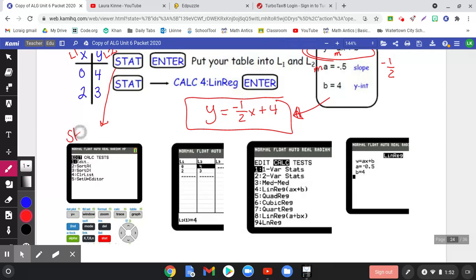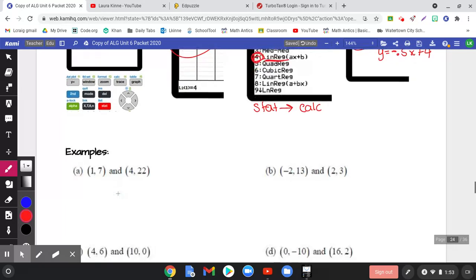So when you hit stat, enter, then we put our numbers into the list, and then we hit stat and went over to calc, and we choose choice 4, which is linear regression. And then again, instead of ax plus b, we're used to mx plus b, but it's the same thing. So you just copy this, y equals, and you can leave it as negative 0.5x if you want. That's fine. All right, so let's do some practice with it.